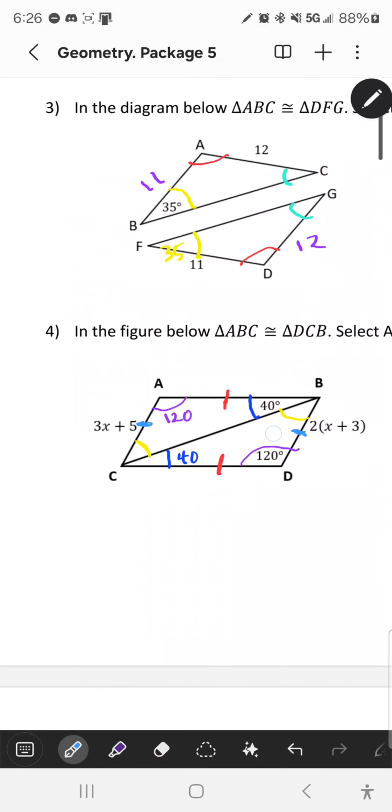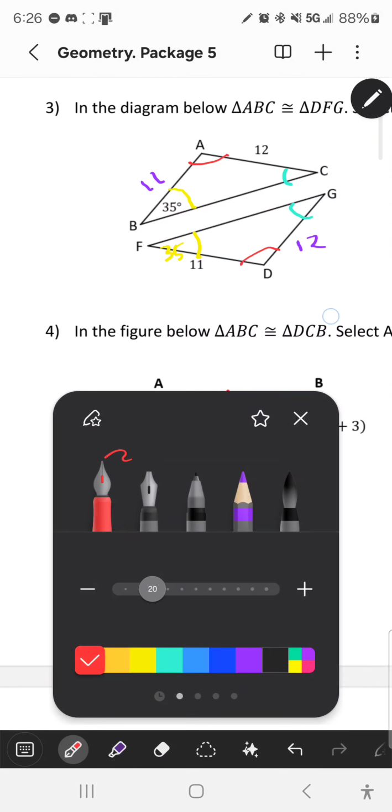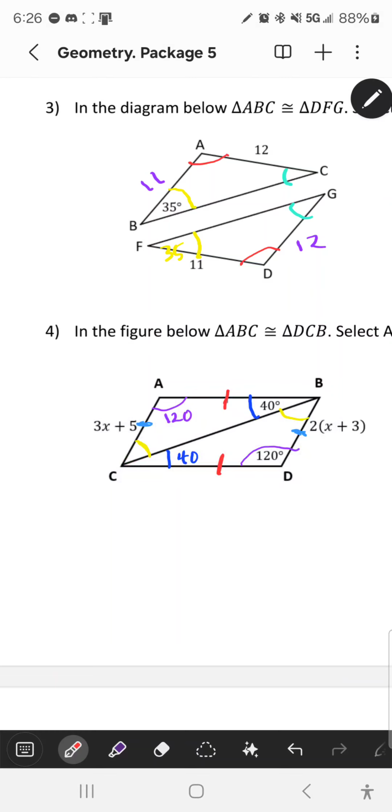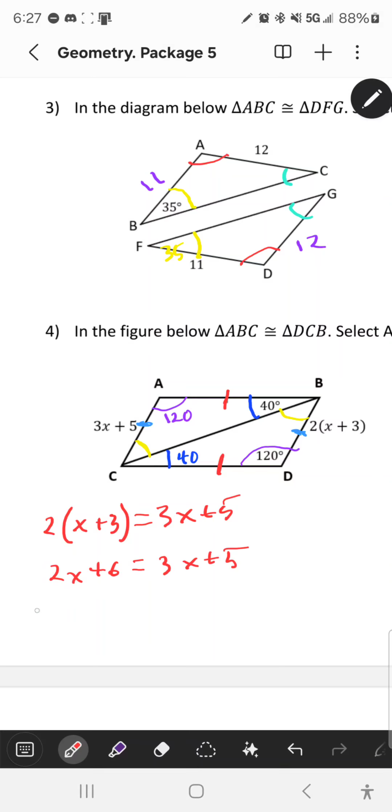So first they're asking for x. Since these two sides are congruent, I'm just going to solve for x. So 2x plus 3 equals 3x plus 5. So I multiply 2 times x is 2x, 2 times 3 is 6, equals 3x plus 5. So I subtract 2x from both sides, and I subtract 5. This cancels here, this cancels here. I have 6 minus 5, 1, equals 3x minus 2x, so 1 equals x.